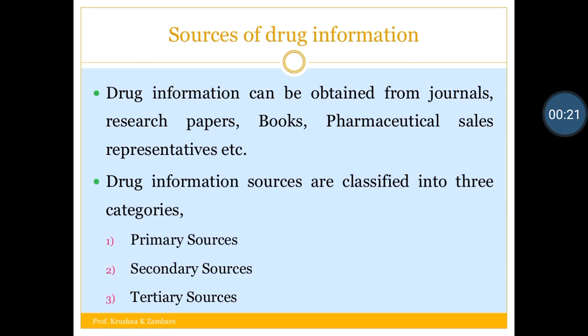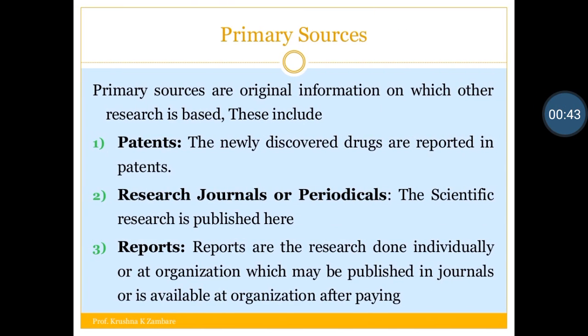They provide information on different subjects or topics that is required by the different dignitaries of medical staff. So drug information sources can be classified into three categories: primary sources, secondary sources, and tertiary sources. The benefit of these sources is given one by one. First, primary sources. Primary sources are original information on which other research is based. The primary source is the base of every source.